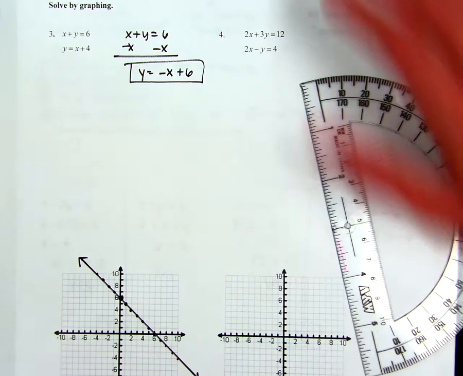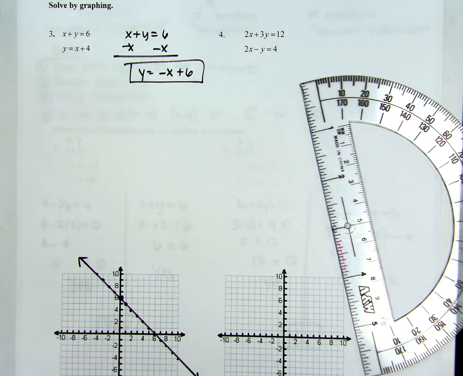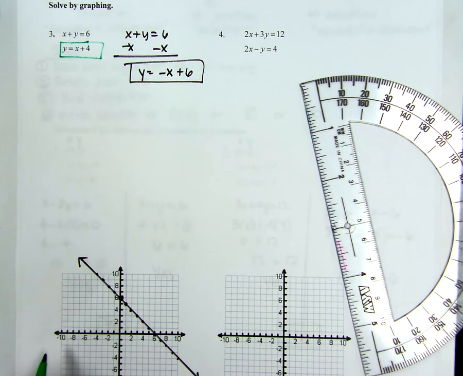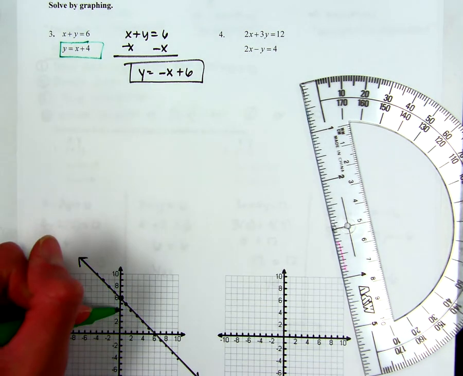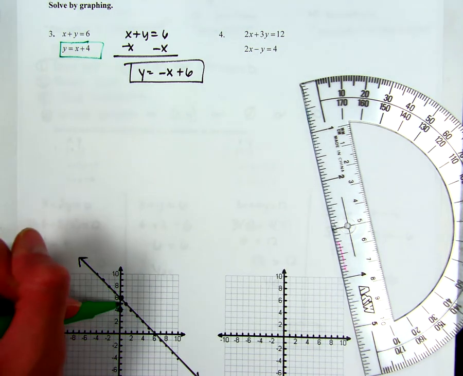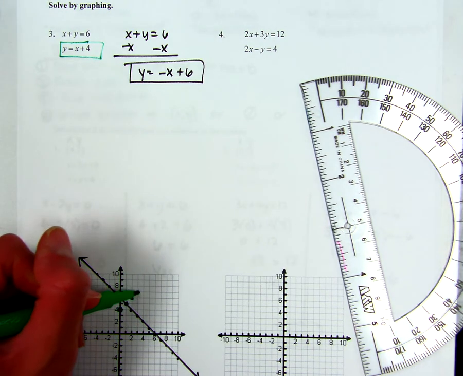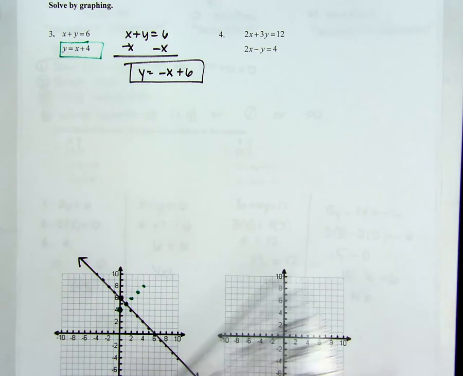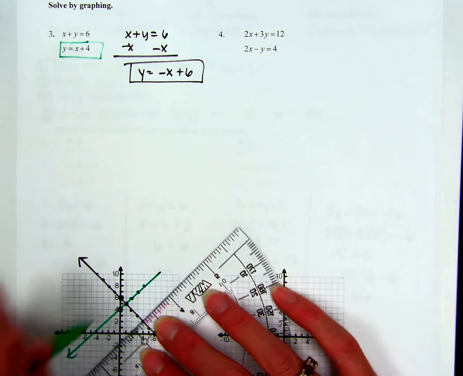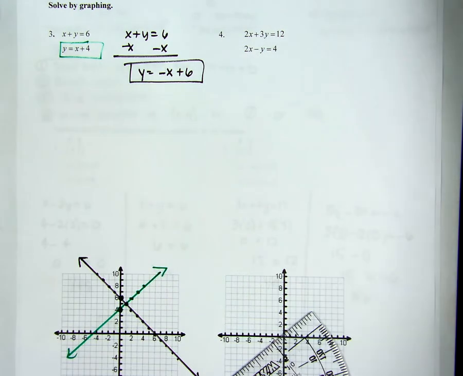All right, I'm going to do the other line in a different color. So the other line was y equals x plus 4. That's already in y equals mx plus b. So I will start with my y-intercept at 4, and I'm going to go up 1 over 1. And I can already see where this intersects, so I don't have to draw as many points for this second line.